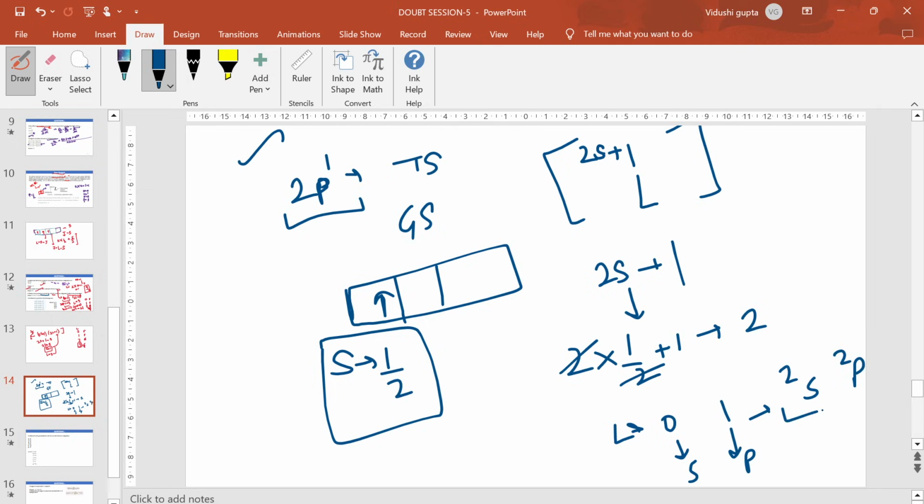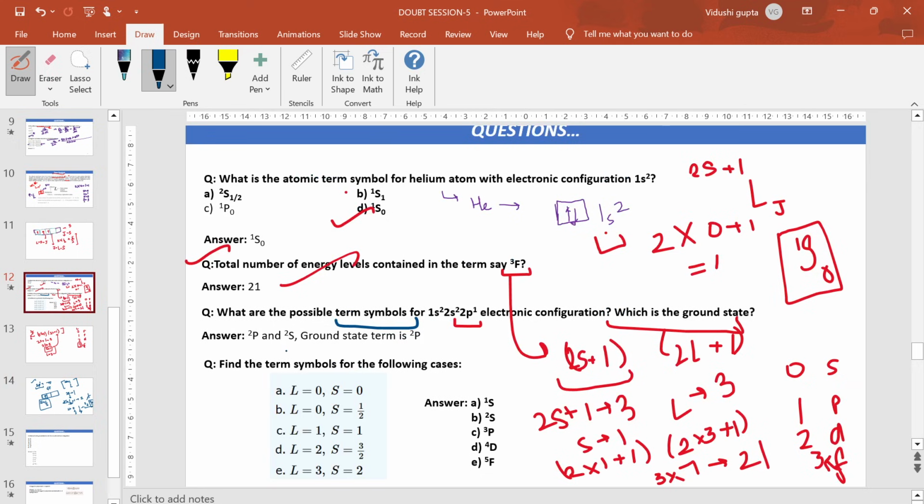But what will be in the ground state? If the spin multiplicity is the same, then we see which has the higher value of L. Whenever the spin multiplicity is the same and you have to choose the ground state, choose the one whose L value is highest. In case of S and P, whose L value is higher? In case of P, so 2P will be your ground state. So the correct answer: 2P and 2S are the possible term symbols, and for the ground state, it will be 2P.